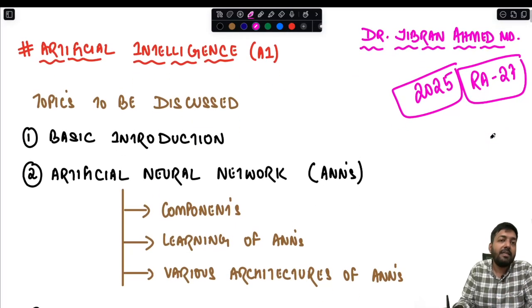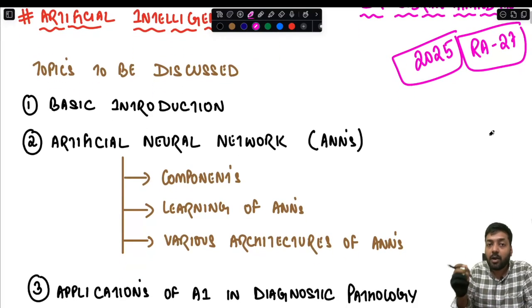Now, why is this session very important for you to understand? Because artificial intelligence is an extremely difficult topic to understand. So I have tried my level best to break down this topic in such a way that you are able to understand it very easily. So please pay a lot of attention while I am describing each and every point.